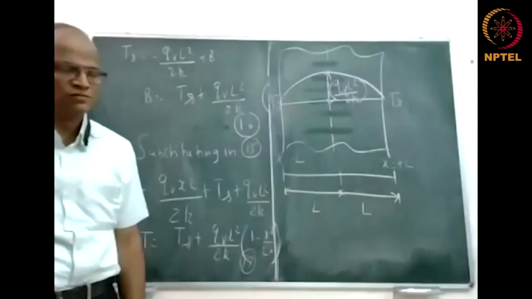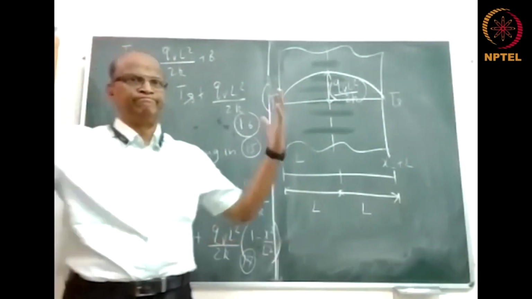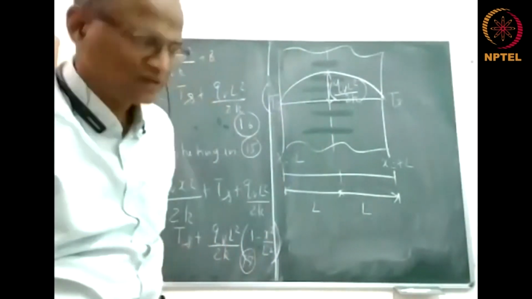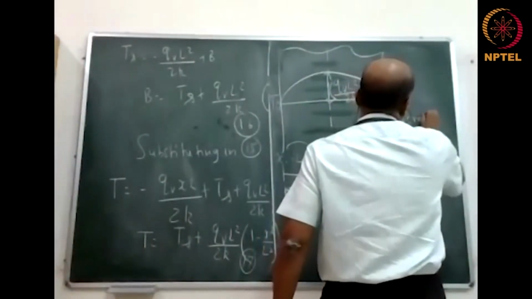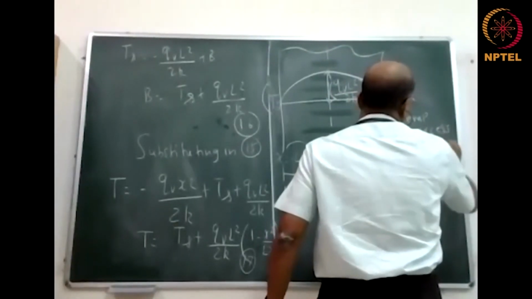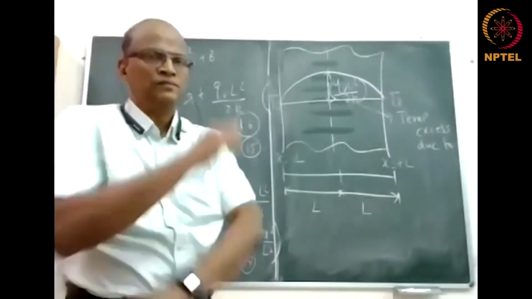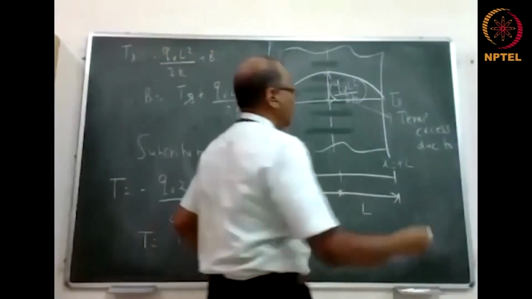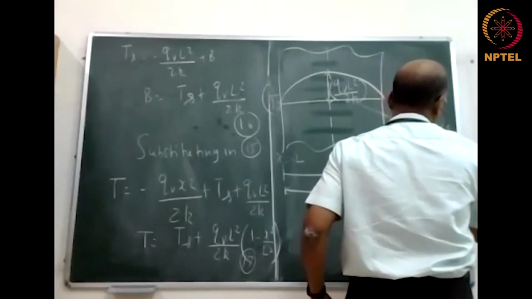What can you call it? Can you give it a name? The excess temperature. Exactly. So I will call it temperature excess. Can you qualify it further? Due to? Heat generation. Exactly. So all of you know heat transfer very well. So temperature excess due to heat generation. Very good.